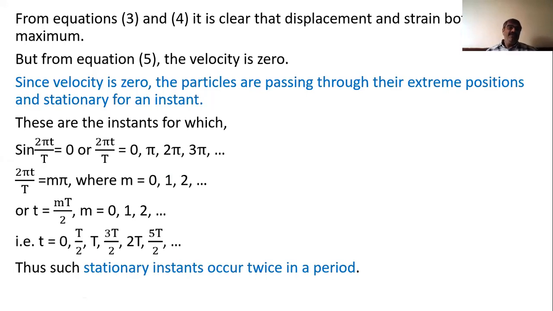Now how can these instants be obtained? The sine function is 0, which means the argument is a multiple of pi, equal to m pi. If we solve, the value is mT by 2. So the stationary events are at 0, T by 2, T, 3T by 2, 2T, etc. When we go from 0 to T, two stationary events occur, so they occur twice in a period.